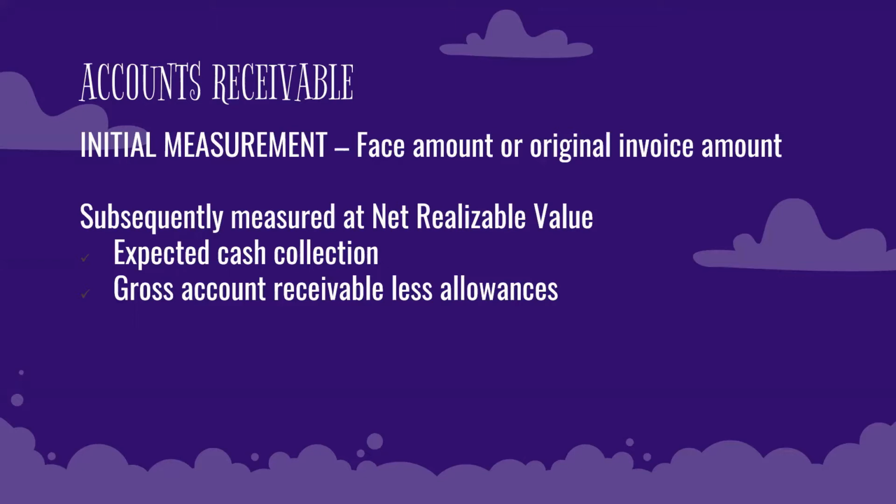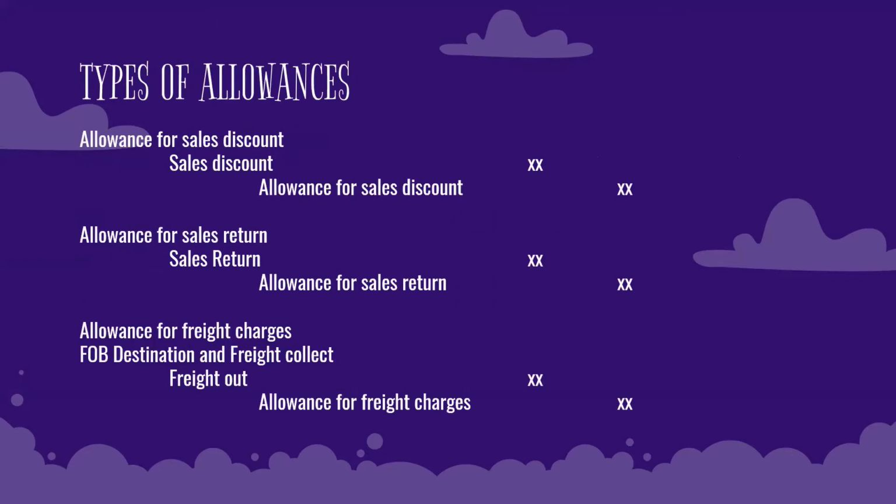This is basic, but let's go through it so that at least we can discuss the different types of allowances. Of course, number one, we have allowance for sales discount. The pro forma entries are also provided. It's a debit to sales discount and a credit to allowance for sales discount. Now, there's also allowance for sales return. This is a debit to sales return and a credit to allowance for sales return.